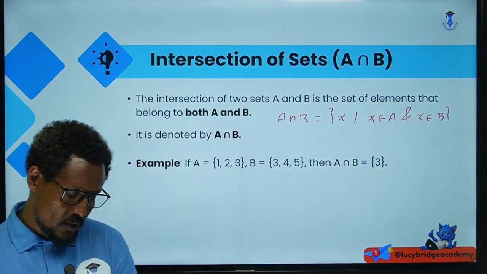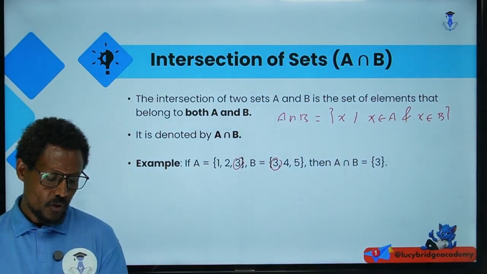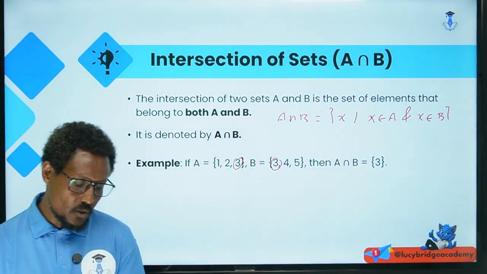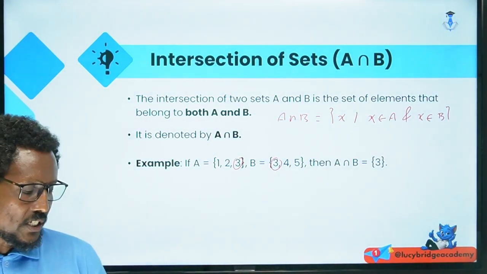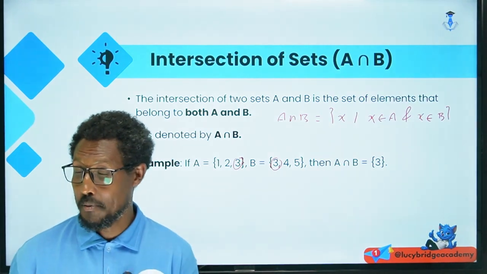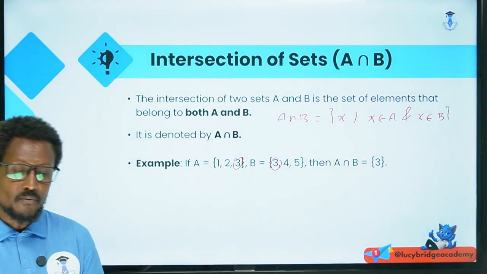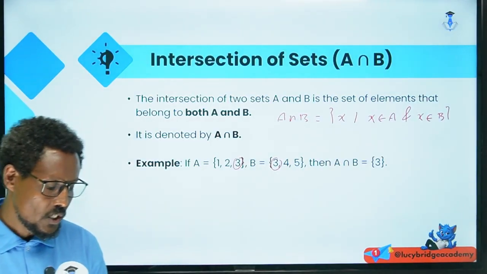Look, because 3 is in both sets, all right? 3 is in both sets. 1 is in A, 1 is not in B, therefore 1 cannot be the intersection. 2 is in A, but 2 is not in B, 2 cannot be the intersection. Only what? 3, because 3 is in both sets, therefore A intersection B is equal to 3.